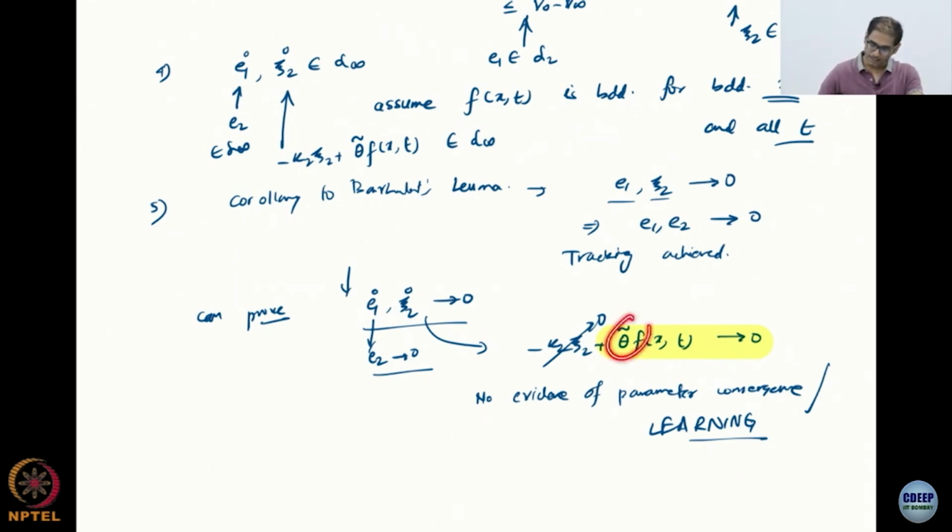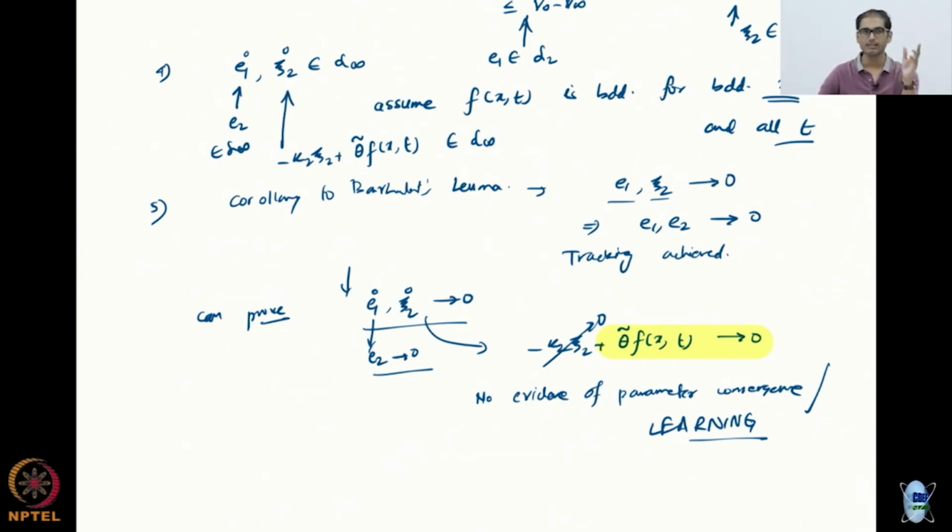But finding the parameter is... so in adaptive control we do not particularly care about finding the parameter. Our aim is to track, and we did it successfully, so we do not care to find it, okay. But in system identification and also in all of deep learning, finding the parameter is the requirement, okay.